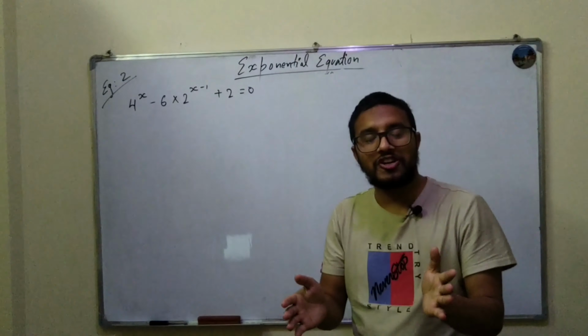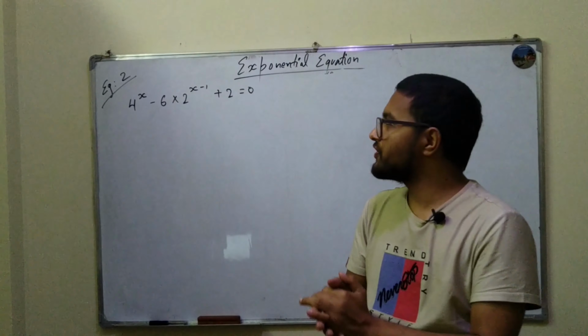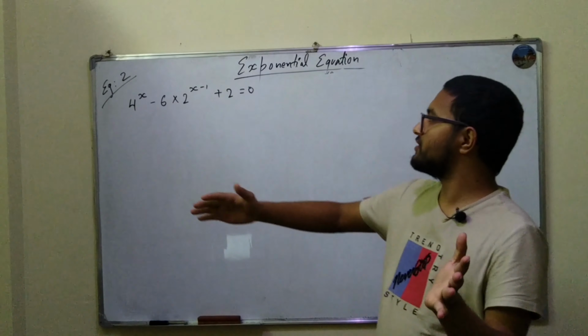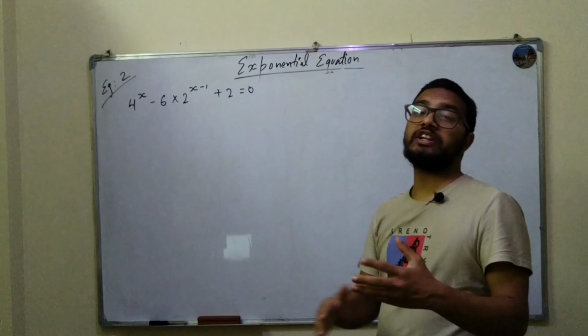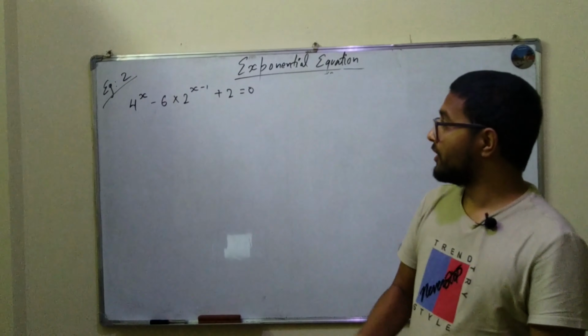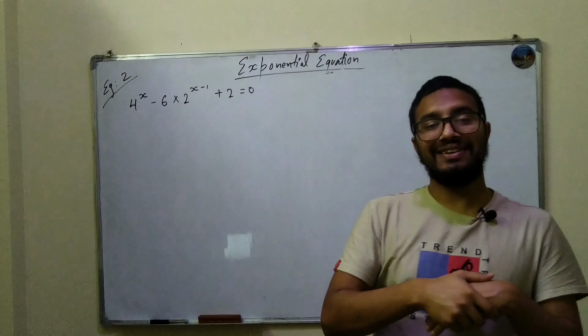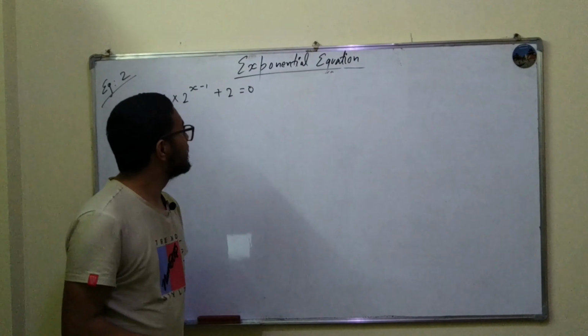Situation, we are still talking about exponential equations, right? So example number 2: we've been given this particular exponential equation and we need to find the value of x. This one is a bit more complicated than the previous one that we did. So let's have a look.